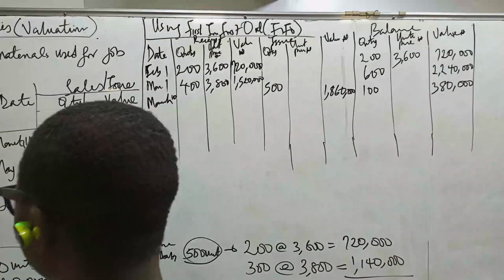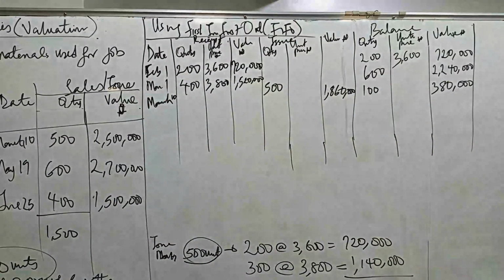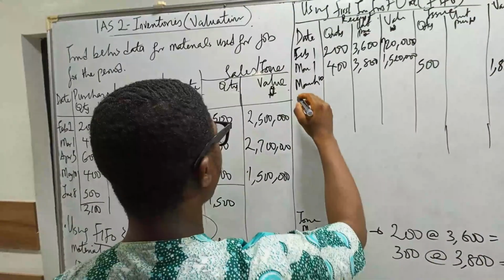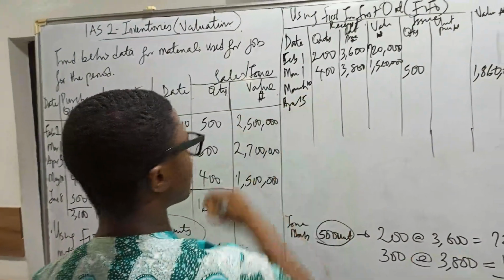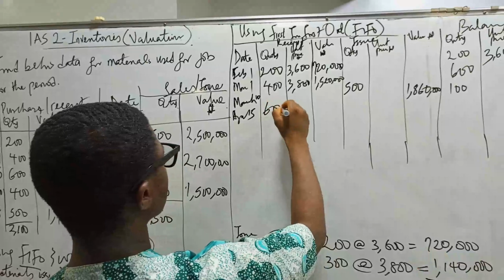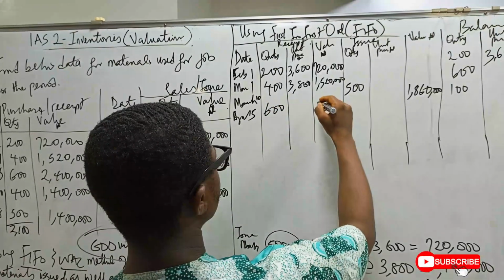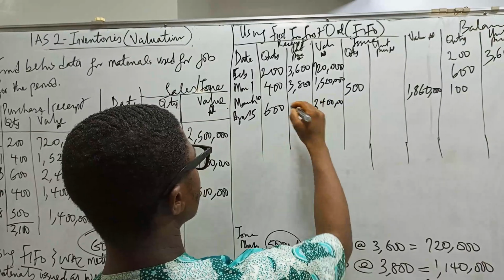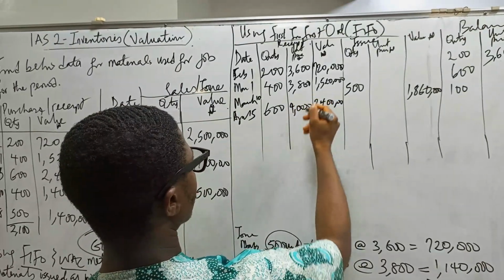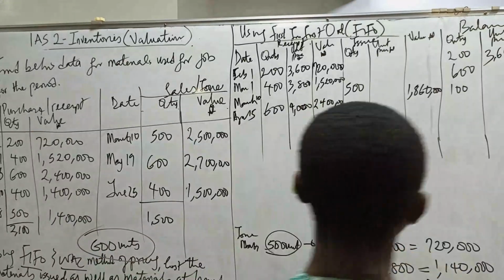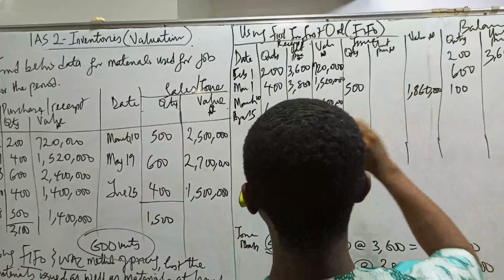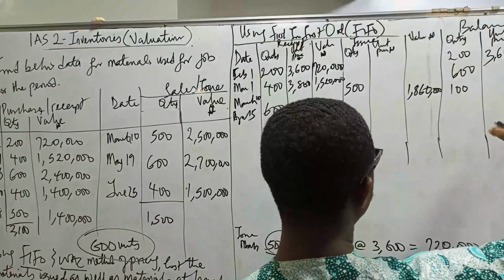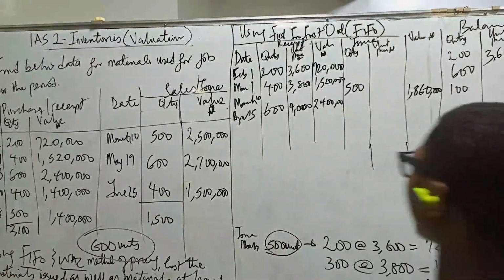So we go to our question again and we check. We received 600 units of the same material on the 5th of April, at 2.4 million. Looking at this, the unit price will be 4,000 naira, right? And this again will have an impact. Note that both receipts and issues will always have an impact on our balance, because the balance is a running balance.